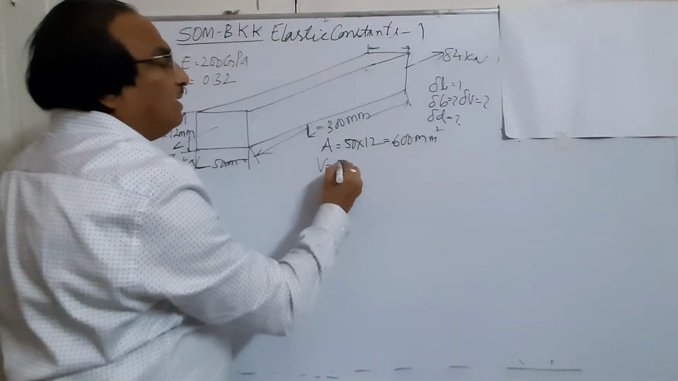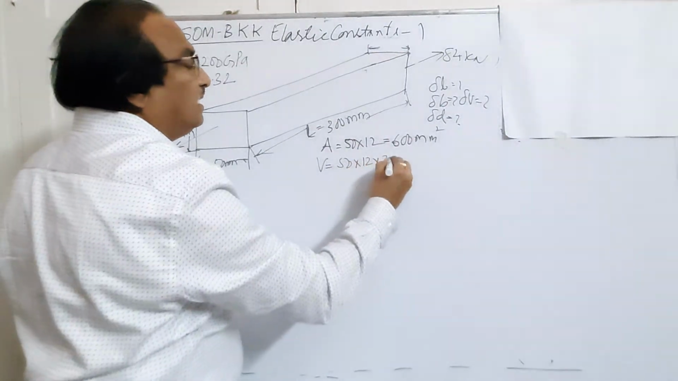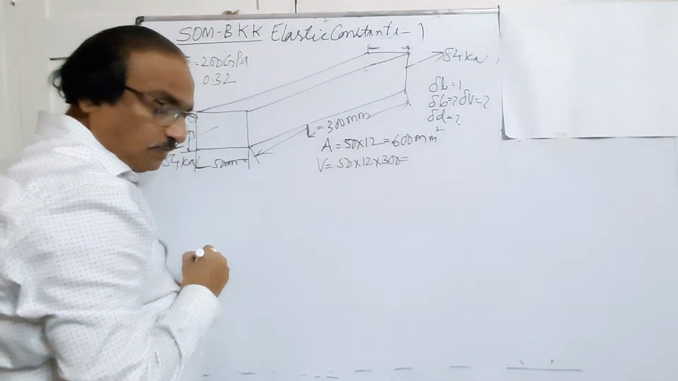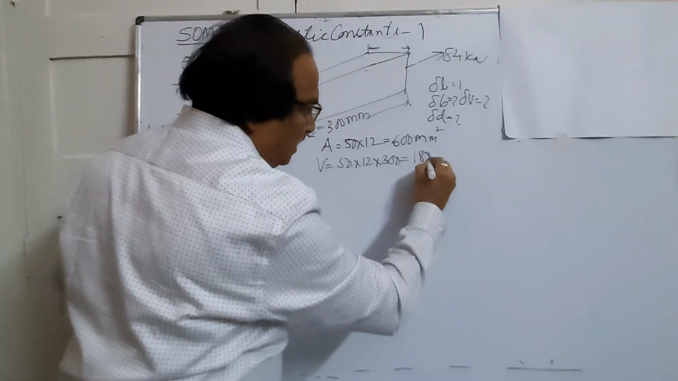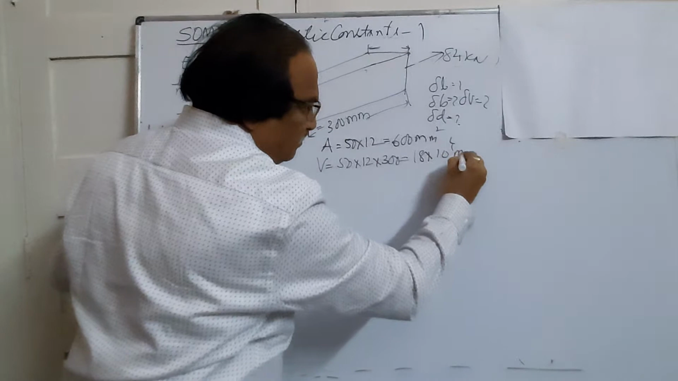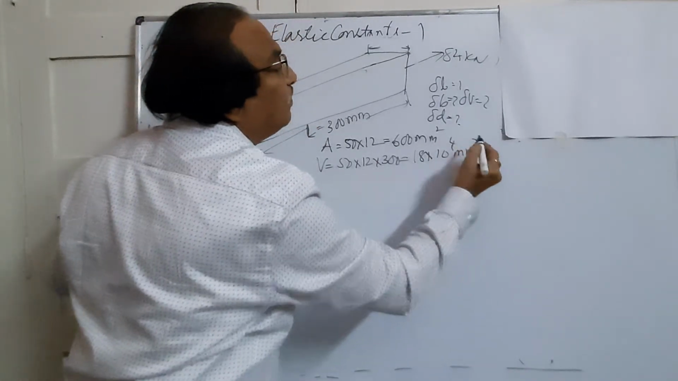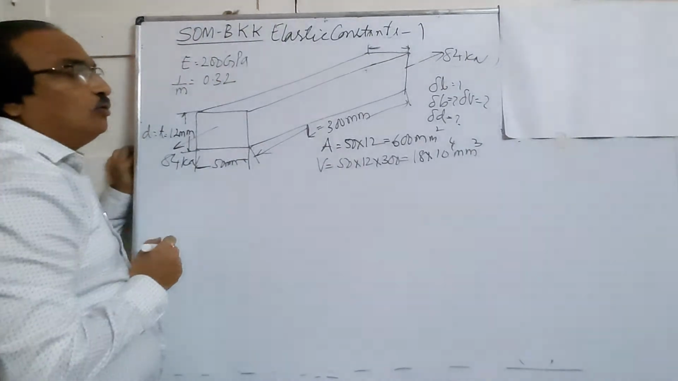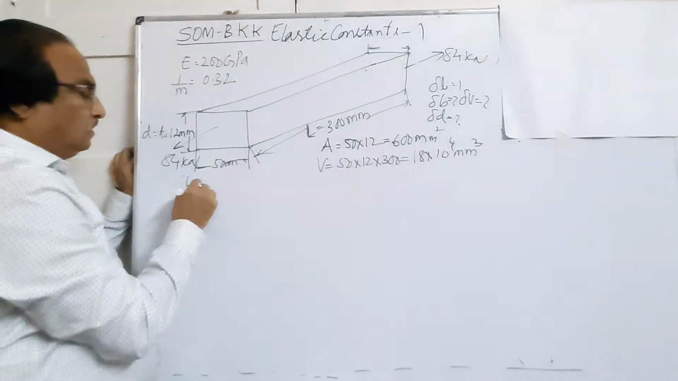Original volume of the bar is 50 into 12 into length 300. This is the original volume of the bar, and this will be 18 into 10 to the power of 4 mm, sorry, mm cube. This is the volume in mm cube. Now one by one we will find out the change in the dimensions.